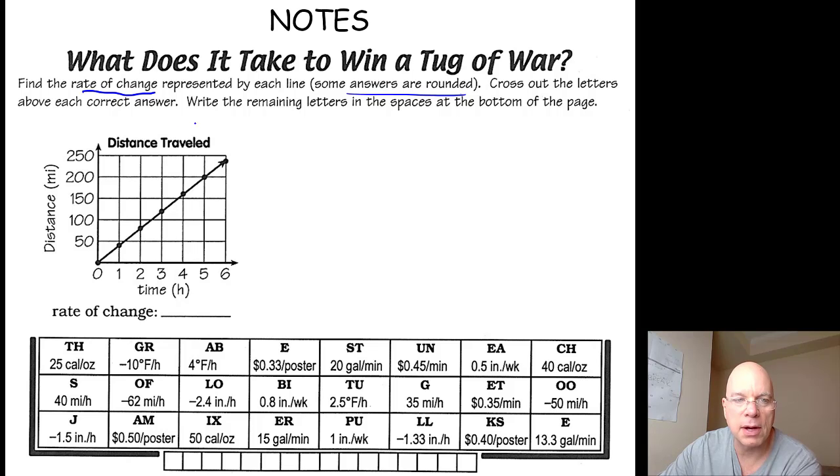Cross out the letters above the correct answers and write the remaining letters in the spaces at the bottom to do the riddle part of it, which I really don't care if you do that part, but I do care that you're looking for your answer down below. So let's do this one together.